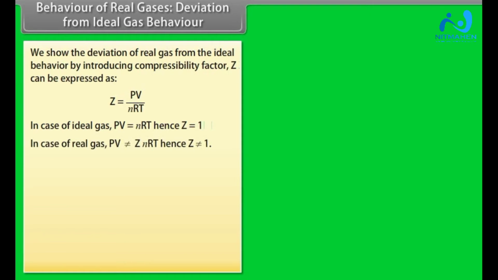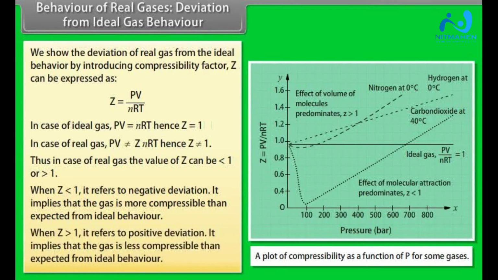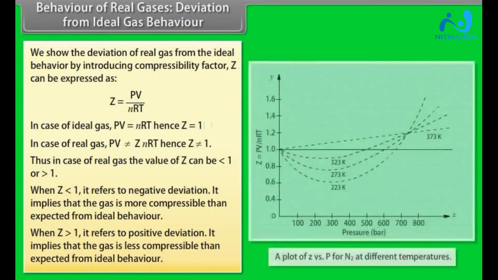In case of real gas, PV not equals to Z nRT. Hence, Z not equals to 1. Thus, in a case of real gas, the value of Z can be less than 1 or greater than 1. When Z is less than 1, it refers to negative deviation. It implies that the gas is more compressible than expected from ideal behavior. When Z is greater than 1, it refers to positive deviation. It implies that the gas is less compressible than expected from ideal behavior.